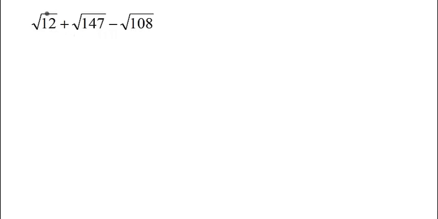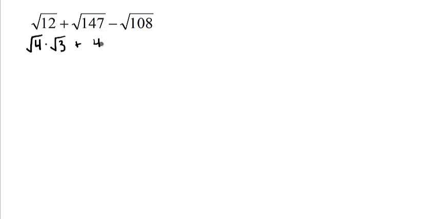So they're not. So let's try to break these down and make them in the simplified form. Square root of 12, we ask ourselves, what perfect square divides into that, if any? Well, 4 is a perfect square that divides into 12, so we do the square root of 4 times the square root of 3, and that gives us 12. Plus, 49 is a perfect square that goes into 147 evenly, so we do the square root of 49, and then times the square root of 3, minus 108.